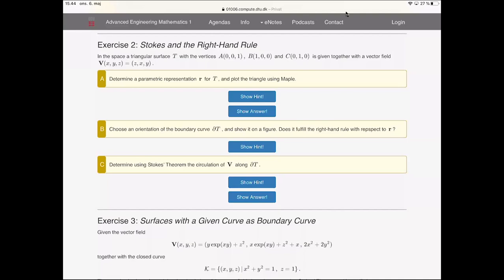We're given a triangular surface with three vertices, and we're given a vector field. Let's concentrate on the triangular surface, and we should determine a parametric representation for it. So let's start doing that.